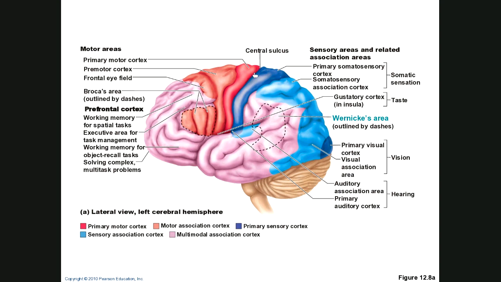Here we have our central sulcus. It's unfortunate that the true brain is not color-coded. And we have our primary somatosensory cortex here, somatosensory association cortex here. There's our Wernicke's area. Primary visual cortex, and this is your visual association area.